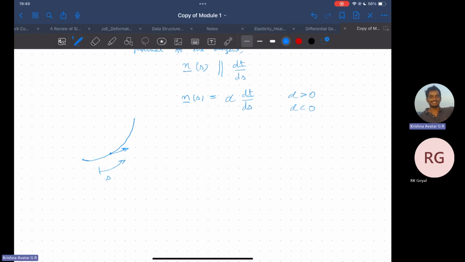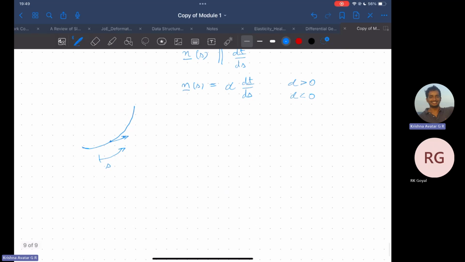What is the positive sense? Typically this side is taken to be the positive sense of normal, and this is the tangent. But we do not need to stick to that.